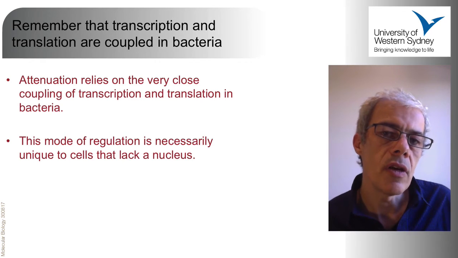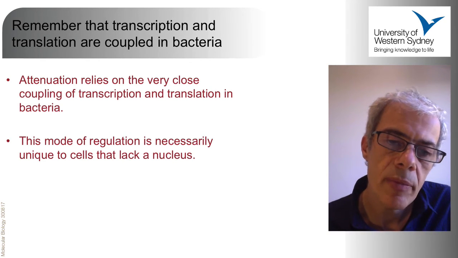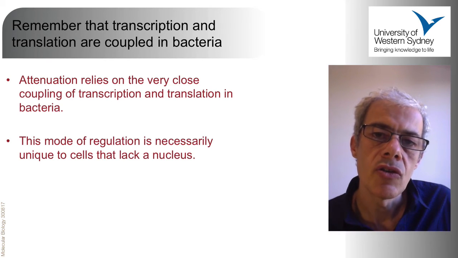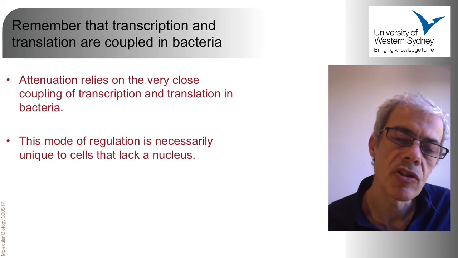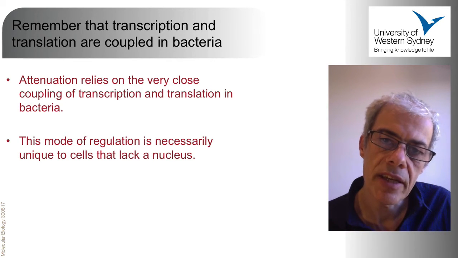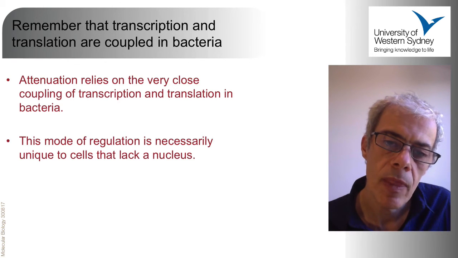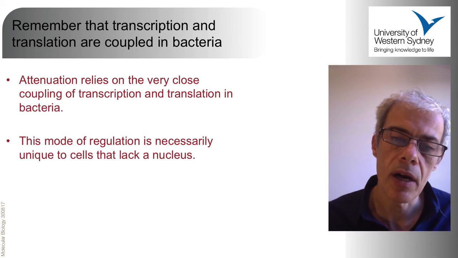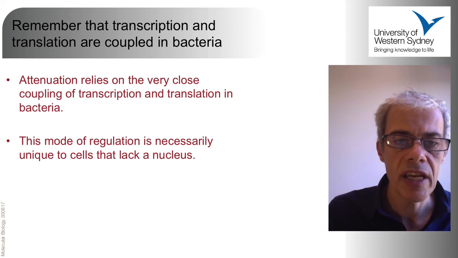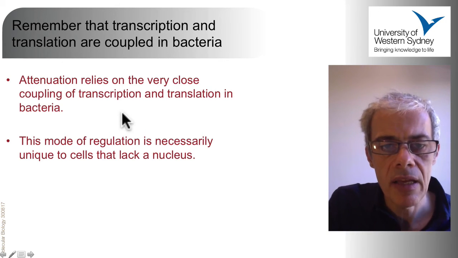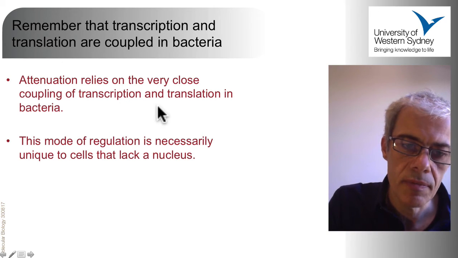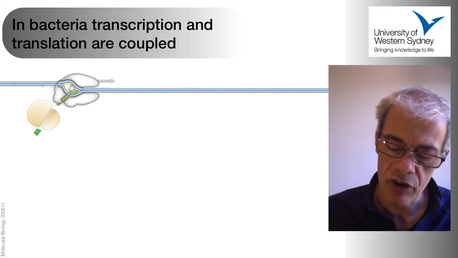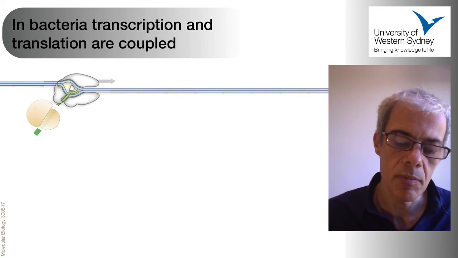Now, attenuation only really makes sense in bacteria, because in bacteria, translation follows transcription immediately. So as the gene is being transcribed into a messenger RNA, the ribosome binds and starts to translate it, because they're not separated by a nuclear envelope. So attenuation relies on the close coupling of transcription and translation. And I've created an animation that covers this process.